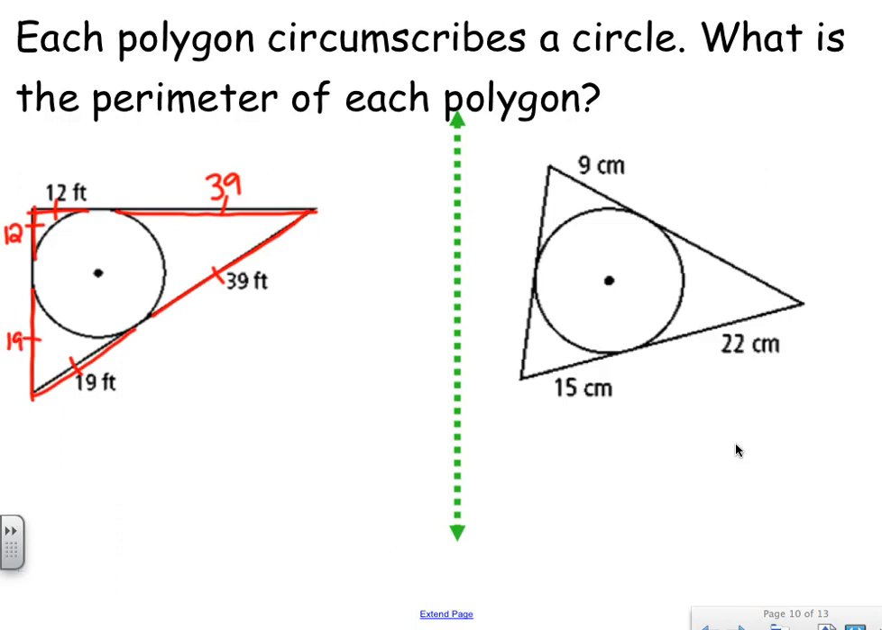Okay, so it wants me to find the perimeter of each polygon. So now I just have to add up all my sides. Okay, so I would say 12 plus 39 plus 39 plus 19 plus 19 plus 12 to get 140. So add them all up. Okay, so let me know if you have any questions about finding the perimeter. Otherwise, why don't you go ahead and try this one. Press pause and we'll go over it.